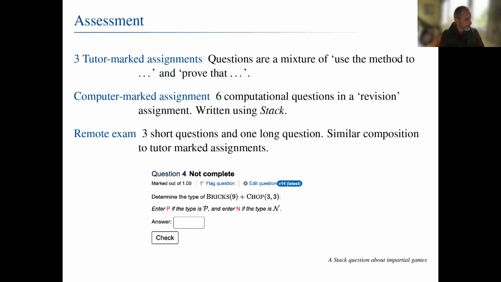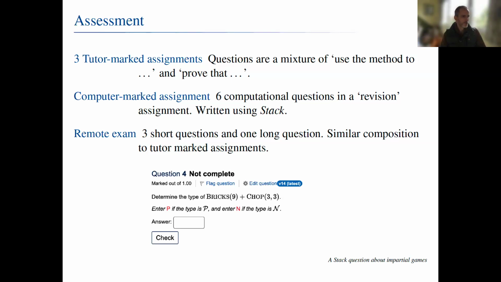Okay, I should say a little bit about assessment. So how did we assess this? Well, the game theory part appeared in 3 tutor-marked assignments, i.e. written assignments, and the questions were a typical mixture of use the method to do whatever, so that turn-the-handle type of question, and also prove that such and such is whatever. So we do tend to have a bit of a mixture like that.